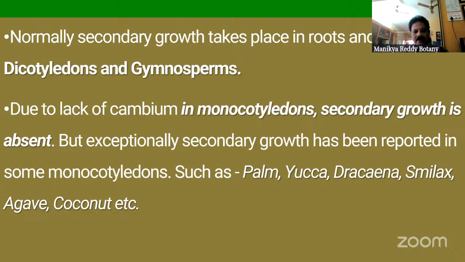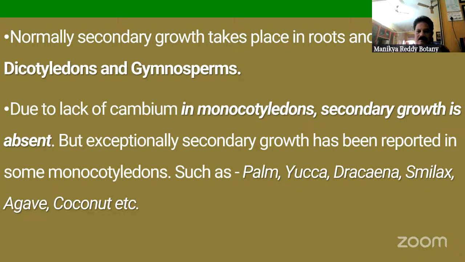But exceptionally, some monocots like palms, yucca, dracaena, agave, and coconut show it. That's why the trunks of these plants are woody. In woody monocots, you can see the secondary growth. These are the exceptional cases, very rare, in some monocots like palms.